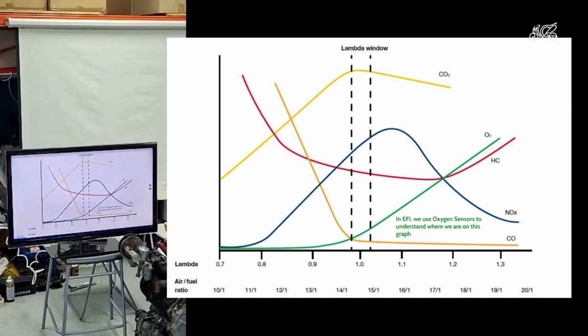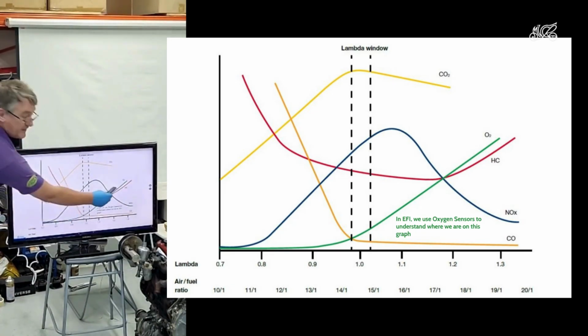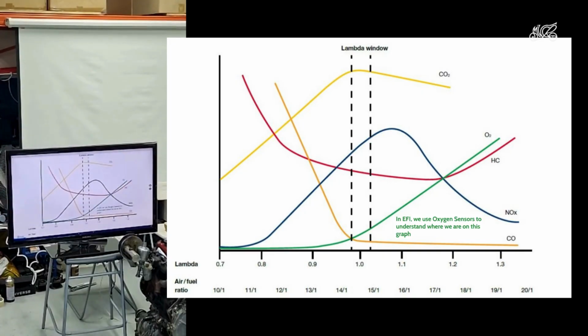And one thing which is quite important is this oxygen line. So down here, you're burning all the oxygen. But as you get to here and beyond, some of the oxygen in the exhaust is left over. And that turns out to be a critical thing for modern systems. So all your modern cars have got a lambda sensor, an oxygen sensor in the exhaust. And that sensor is measuring that line, because by knowing that, you know where you are in this graph. So that's what modern systems do. They look at that oxygen level, and then they can work out where they are in the mixture, and they can then adjust to suit.